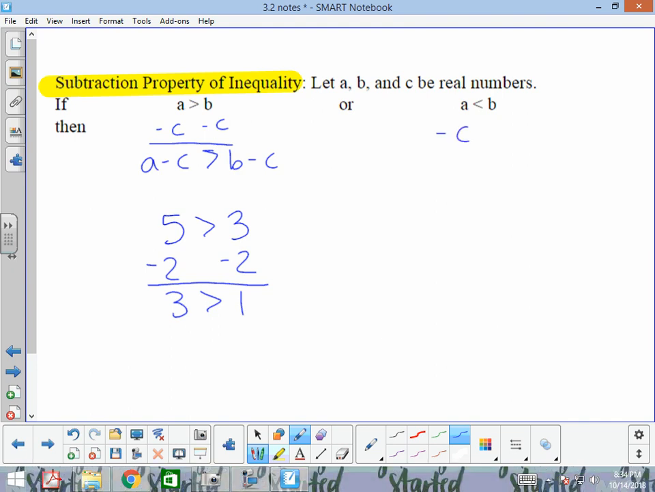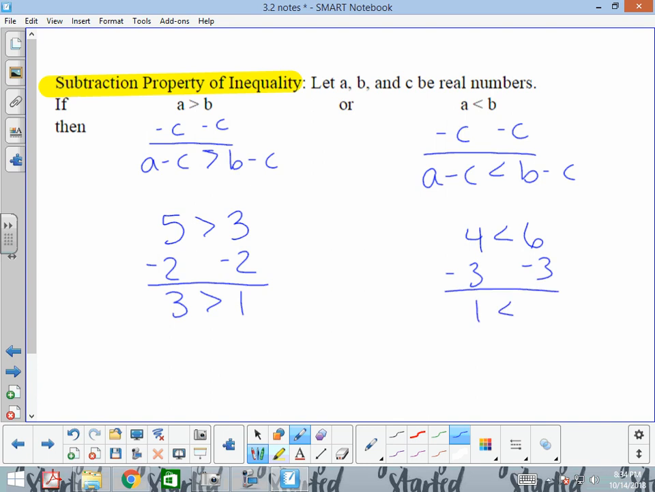Same thing if A is less than B. If we subtract C from both sides, then we get a true inequality. So same numbers as above. If 4 is less than 6, which is true, and we subtract 3 from both sides, then the inequality, 1 is still less than 3.